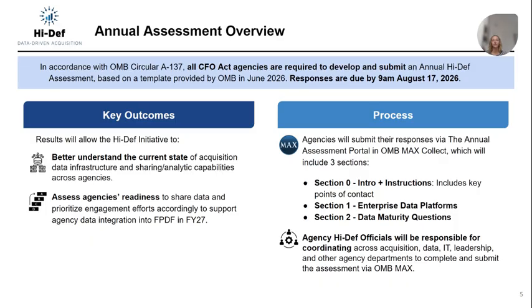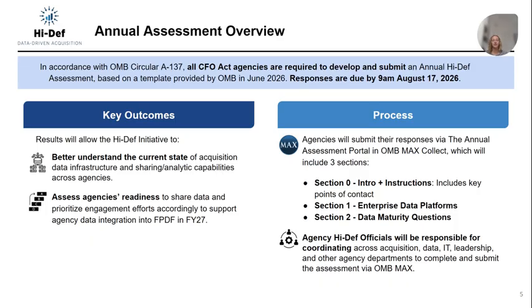This year, OMB provided the template to agencies on June 25th with a due date of August 17th by 9 a.m. Eastern Time. We designed the assessment to be as easy and light touch as possible, so hopefully it should not be a heavy lift. And really what we're looking for with this assessment are two key things. First is the current state.